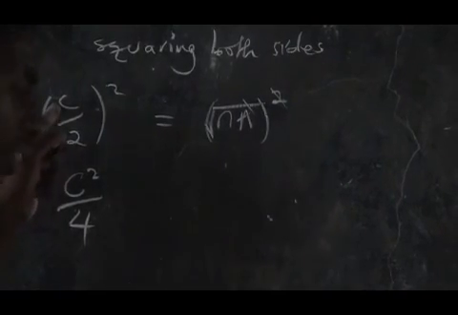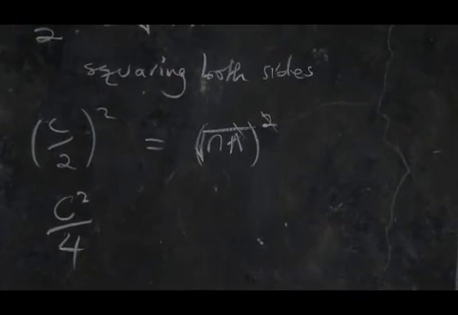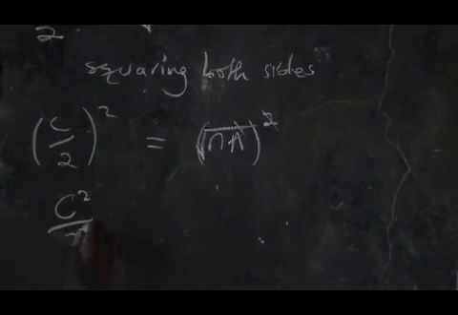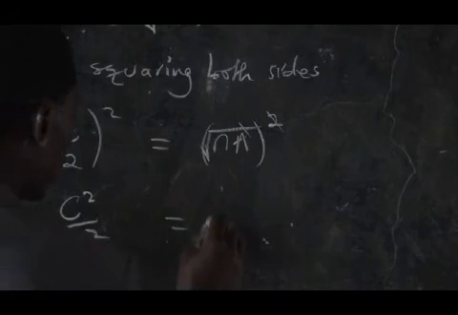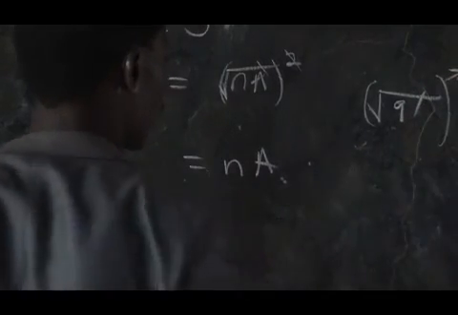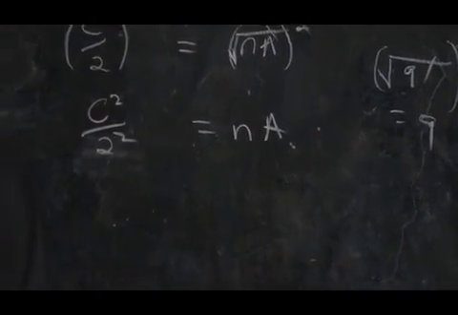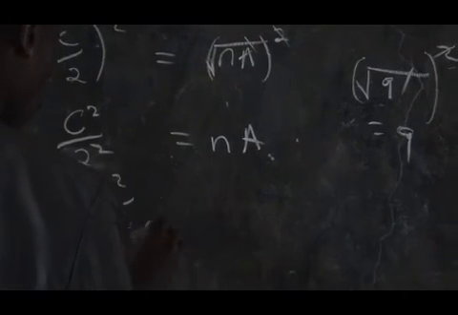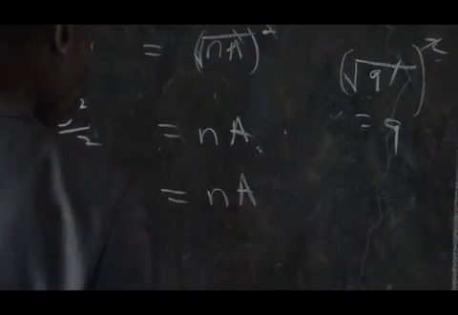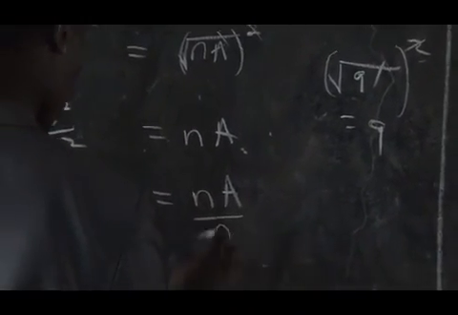This will square itself independently and this one independently. So what am I having? What I'm having is C squared out of 2 squared, which is equal to NA. Because when I have the root of any number, then I square, this square cancels with that, and I remain with what? With NA. So this has cancelled with that, and then I will remain with C squared out of 4, which is equal to NA, and then we are making A the subject of the formula. I divide by N.